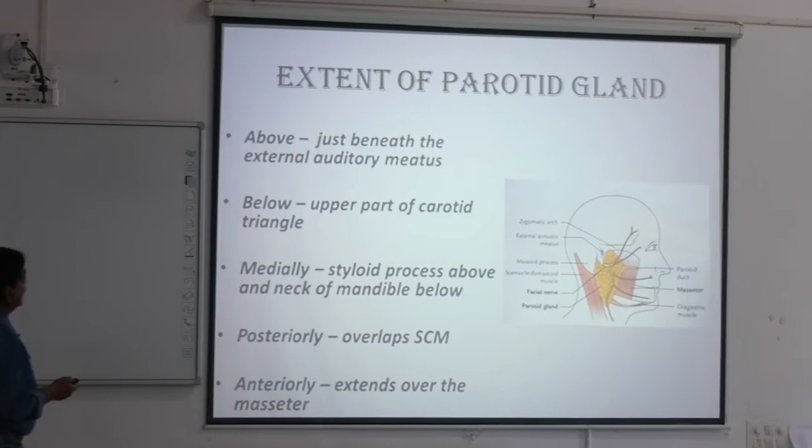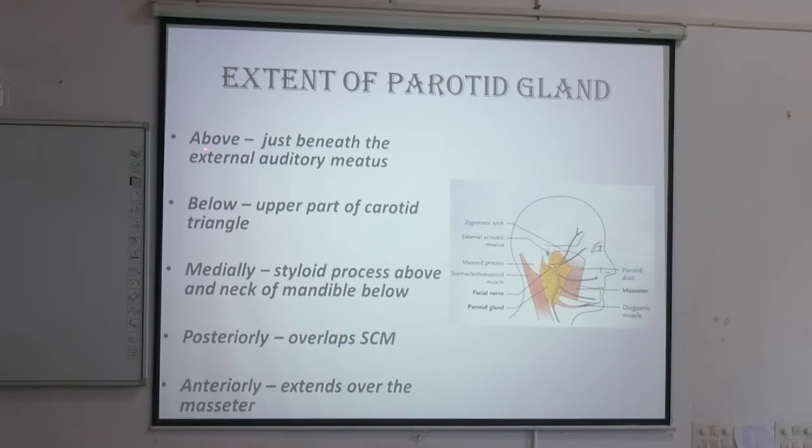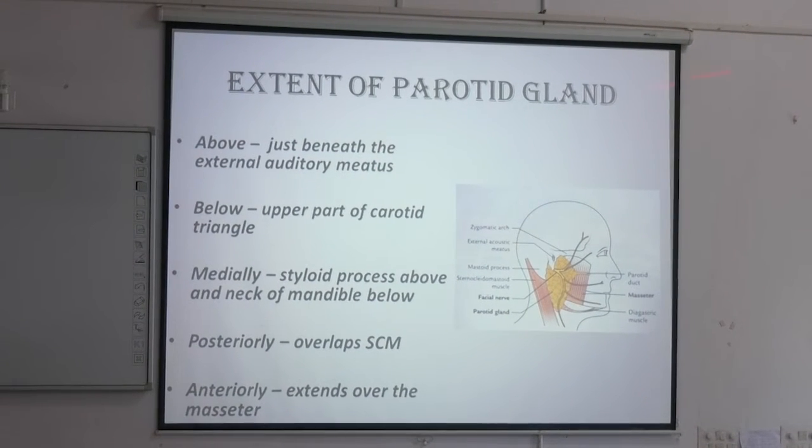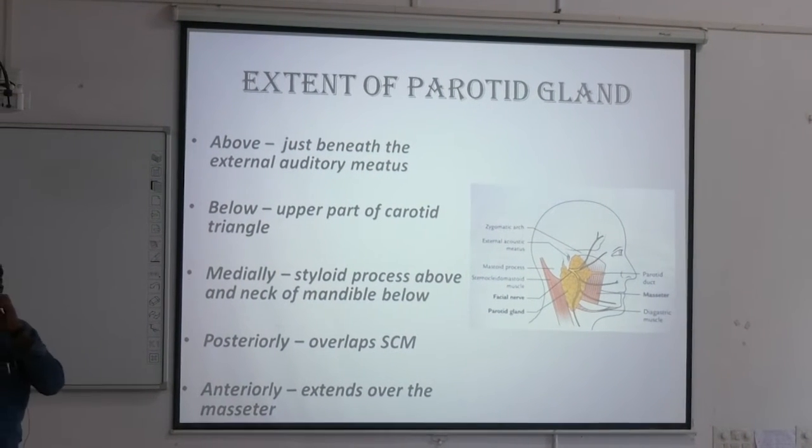Extent of the parotid gland: above, just beneath the external auditory meatus. Below, the upper part of the carotid triangle. Medially, the styloid process above and neck of the mandible below. Posteriorly it overlaps, and anteriorly it extends over the masseter.